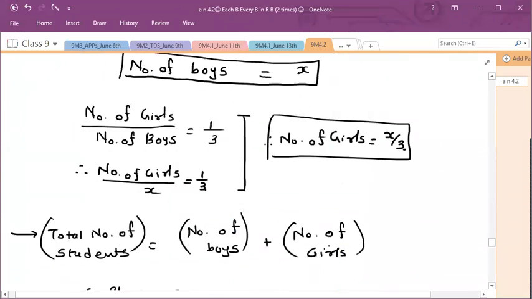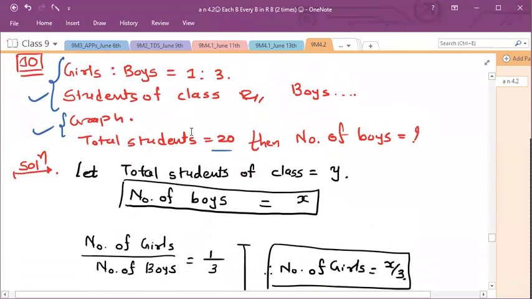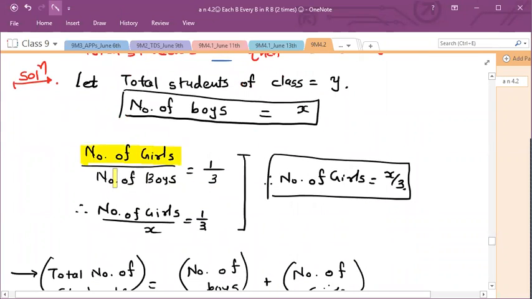So I'm repeating this question once again. See over here, question number 10. In the question, it was given that the ratio of girls and boys is 1:3. Form the equation between students of the class and boys, the number of boys in the class. So let us assume that the total number of students is y, and the number of boys in the class is x. Now they have given a second condition that the ratio of girls and boys is 1:3. So number of girls divided by number of boys is 1/3. The number of boys is x. So the number of girls is x/3.